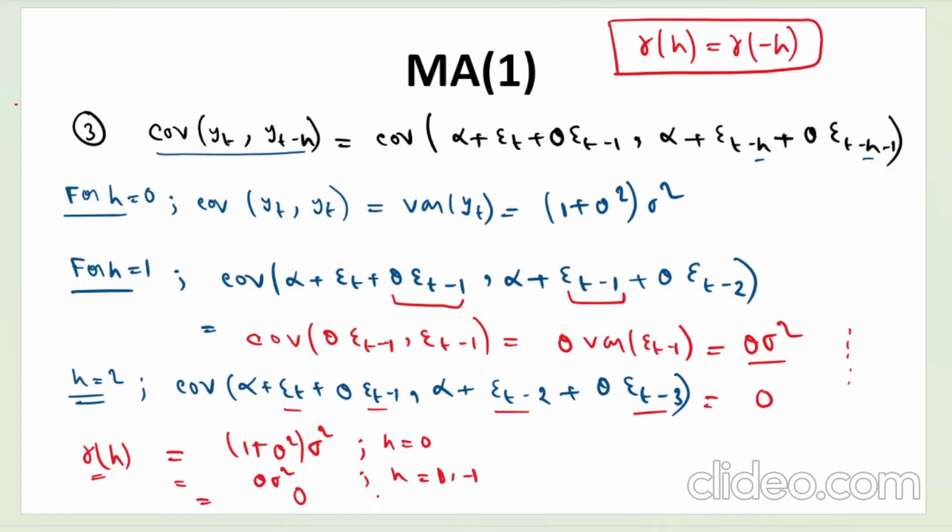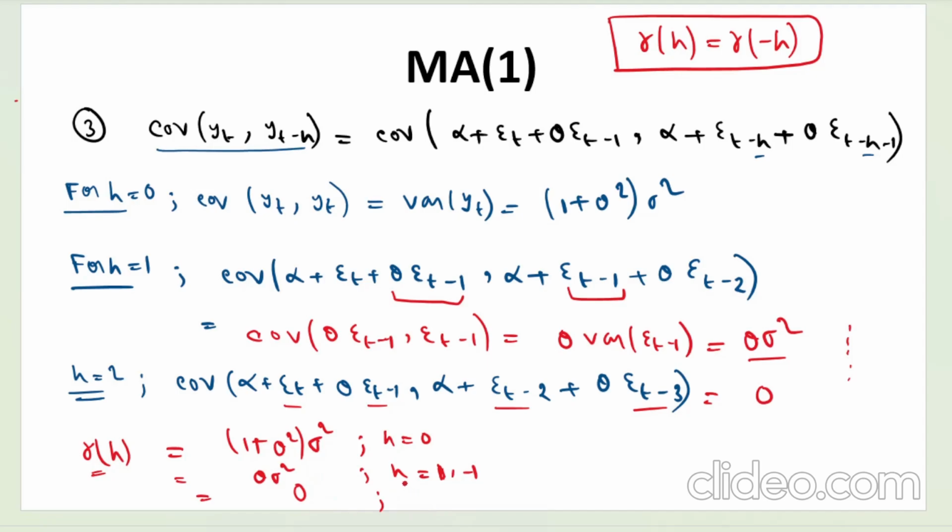And for all other cases, it will be 0 where mod h is greater than 1. So what is this? Mod h greater than 1 means either h is greater than 1 or h is less than minus 1, right? This is what we want to write here. That for 0 it is the variance, for 1 and minus 1 it is theta sigma square, and for mod h greater than 1, meaning for any h greater than 1 or h less than minus 1, the value is 0.